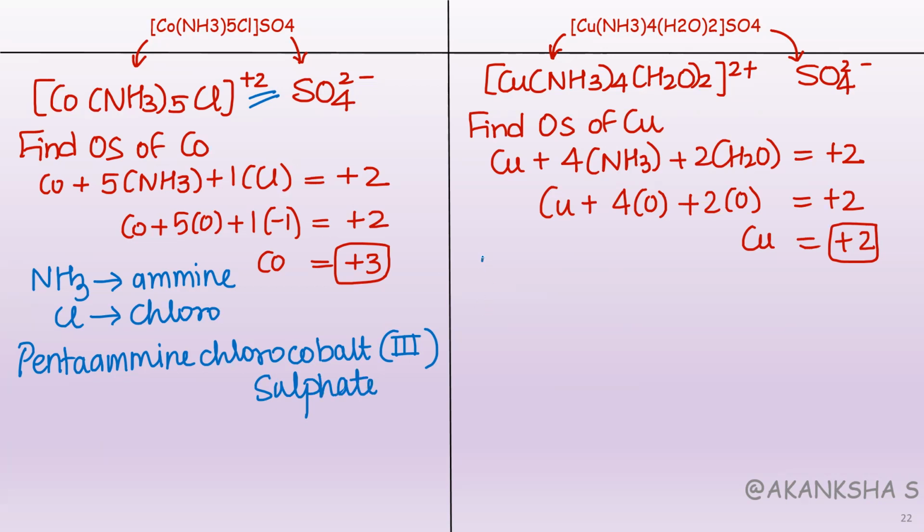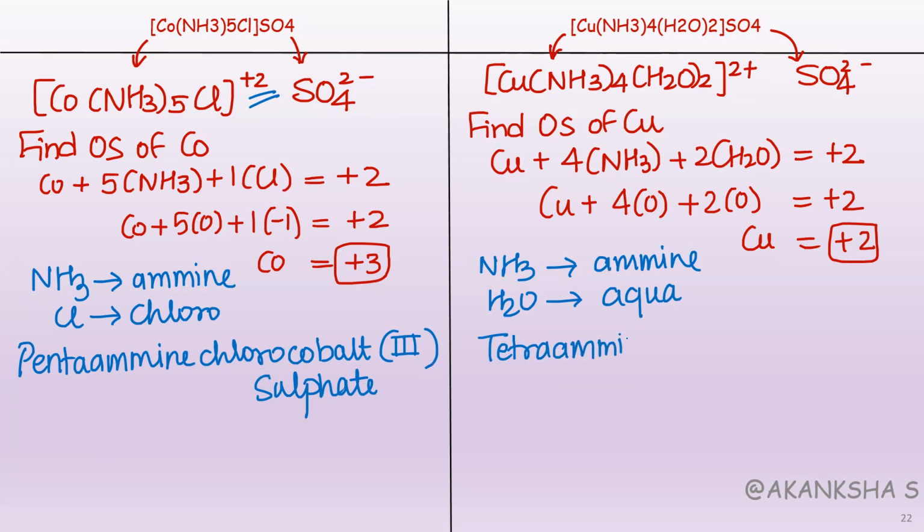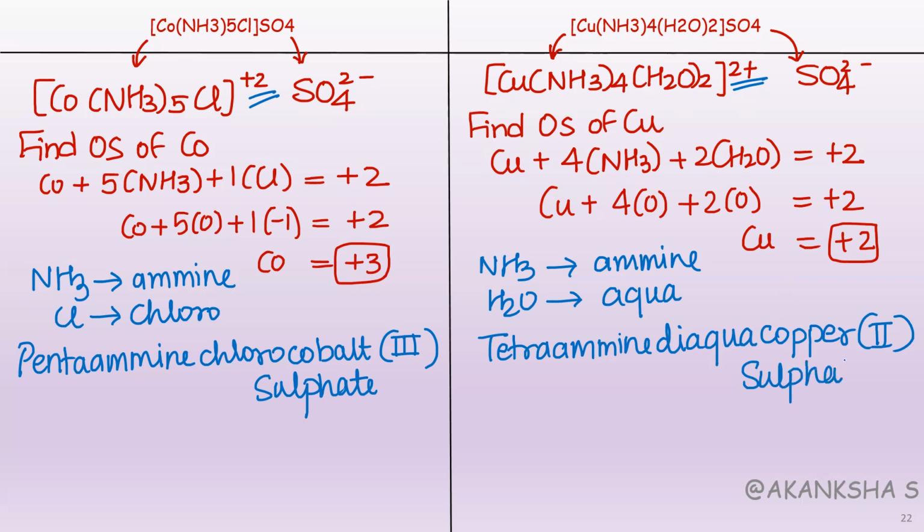Next one, we have 2. We have NH3 over here. We have H2O. NH3 again is amine. H2O is going to be aqua. Amine comes first, right? How many amines? 4. Tetraamine, diaqua. Cu, right? Copper. Positive. No need to make it cuprate. You can keep it as copper. Copper 2. 2 what? Sulfate. Right.